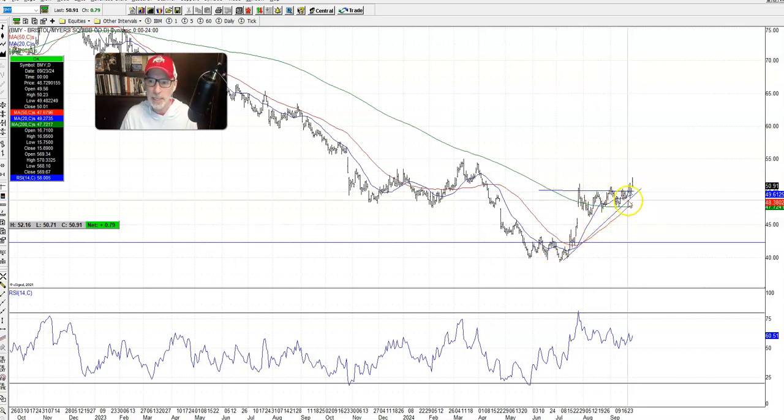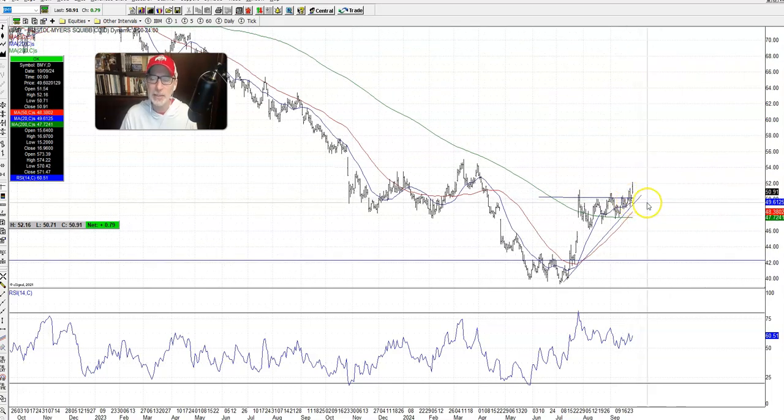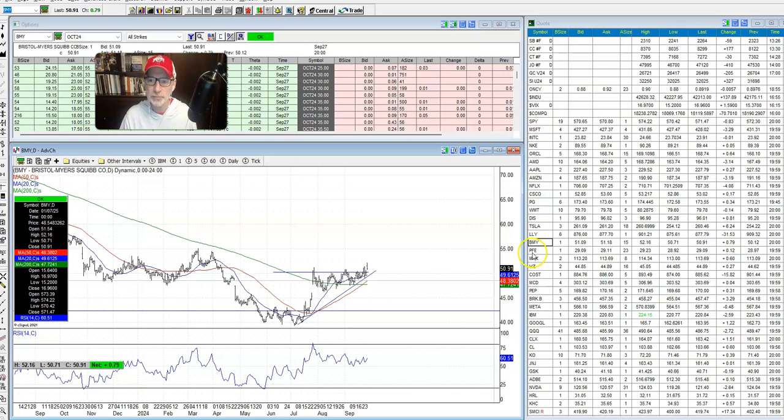You can see the ascending movement. It had the flat top resistance, but it's finally breaking out here. I like the price action here. I think Bristol Myers is just going to kind of continue chopping its way higher. So keep an eye on Bristol Myers for that price action.